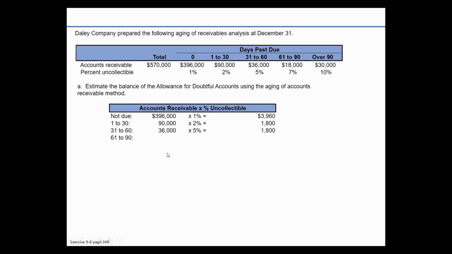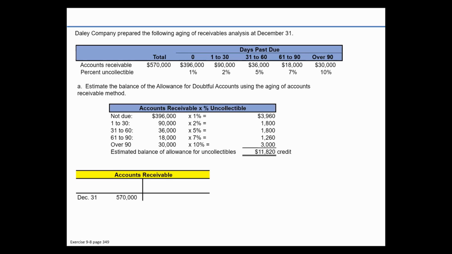And then 61 to 90, 18,000 times 7% is 1,260. And then over 90 is 30,000 multiplied by 10% is 3,000. So then the estimated balance of the uncollectibles, if we add them up, we're going to come out with 11,820. So we figure that of the $570,000 that's owed to us, that's owed to Daily Company, that's us. People owe that money to us. They need to pay it. We figure that of that, we won't see $11,820. That amount will be uncollectible. And so that would be a credit.